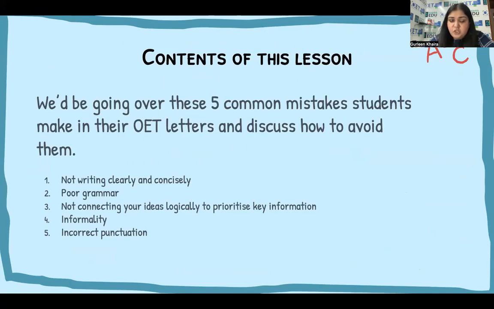And then we start transforming that information into complete sentences. And at that stage, we've identified some mistakes that are common to students. That's why I've designed this lesson, keeping in mind the mistakes that students make and how to improve them. So these are the 5 areas that we will be discussing. Students, when they don't write clearly or concisely, what does the word concise mean to you? Type in your answers in the chat box, please. What is your definition of this word?